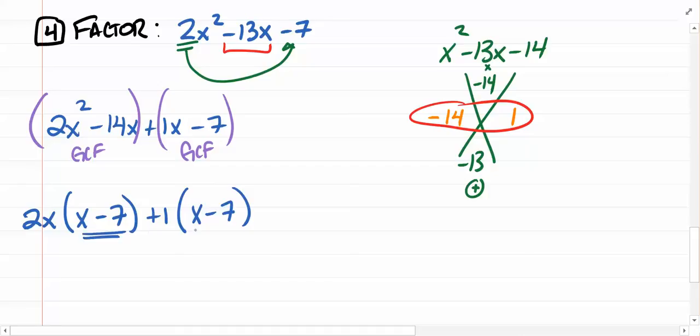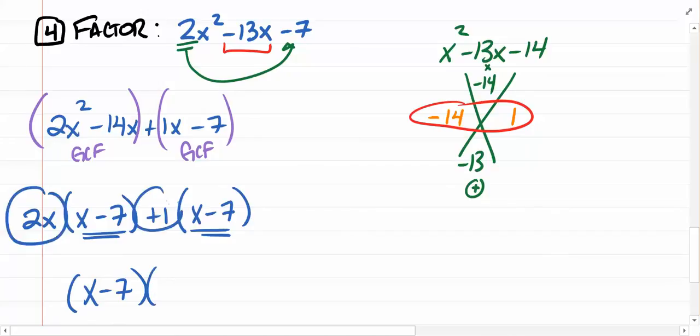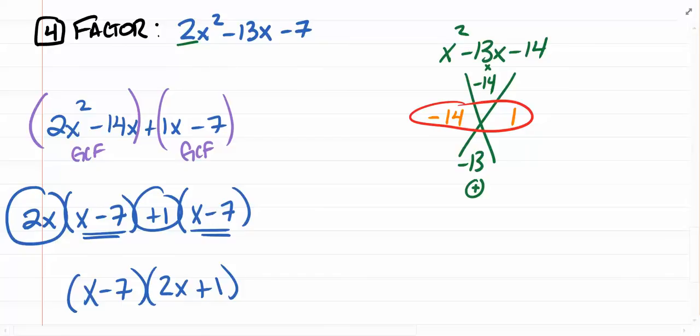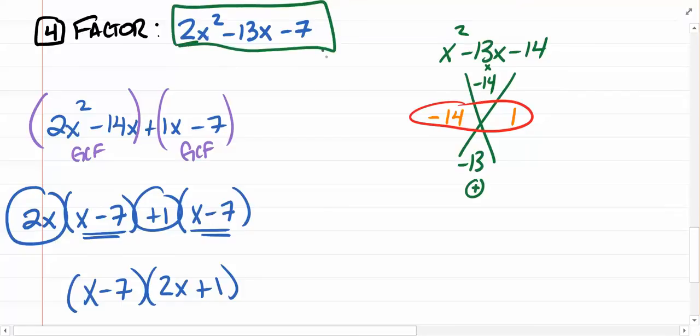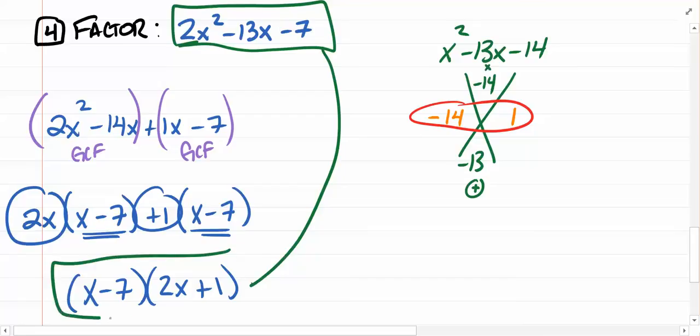You're now noticing that you have the same term, so it can be factored out. X minus 7 multiplied with your leftover piece, which is 2x plus 1. So therefore, when it's all said and done, ladies and gentlemen, 2x squared minus 13x minus 7 factors to x minus 7 times 2x plus 1.